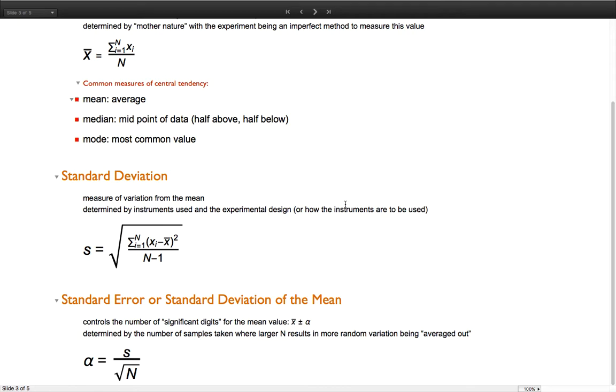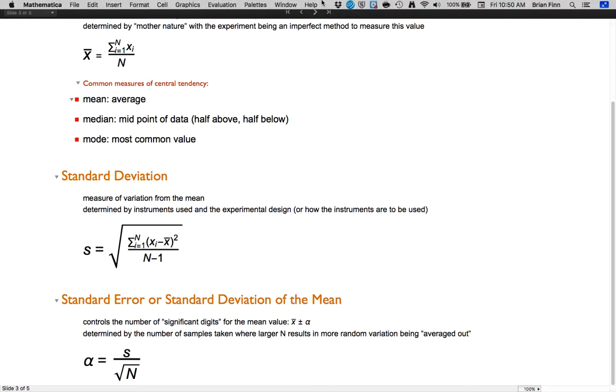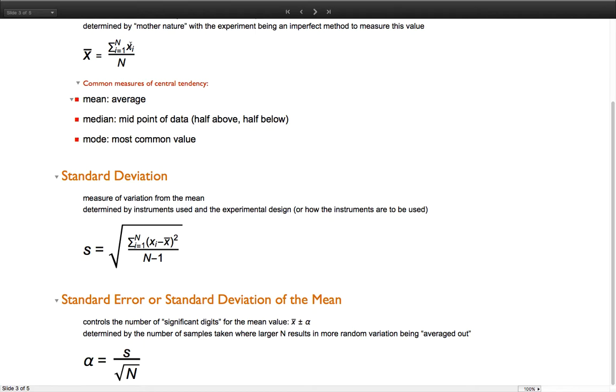Because you're not going to get the same mean value, because you're not going to get the same data set each time. Alpha will get smaller the more measurements you take, because the more of this variation will get averaged out and the mean value won't change as much.